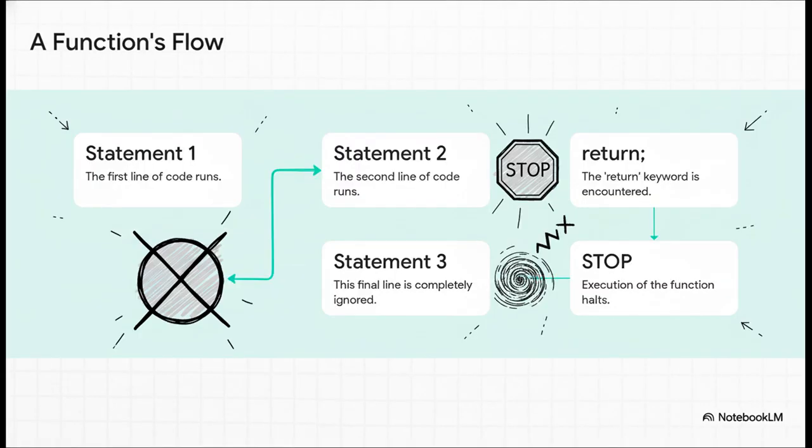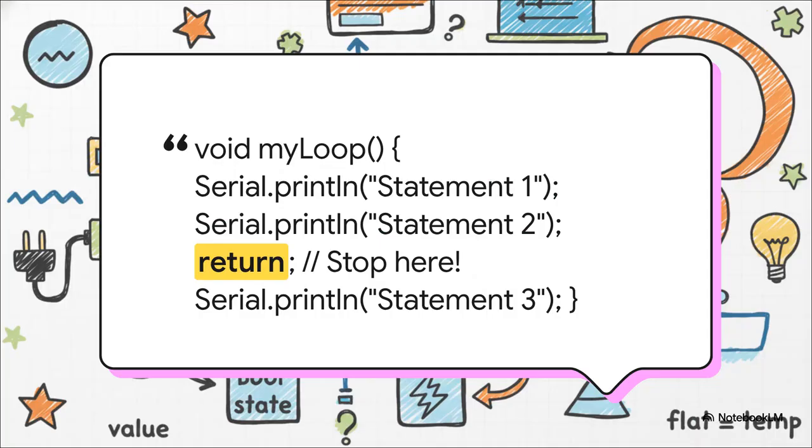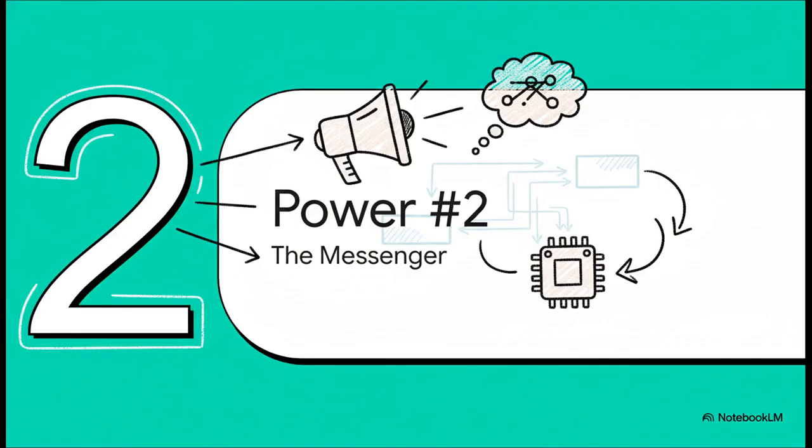Your code is just chugging along line by line. It runs statement 1, then statement 2. But the moment it hits return, that's it. Game over for that function. It won't even glance at statement 3. And here's what that looks like in some actual code. If you were to run this, you'd look at your serial monitor, and all you'd ever see is, this is statement 1, and this is statement 2. That third print line might as well not even be there, because return acts like a brick wall, guaranteeing it's never reached. Okay, so that's the stop sign.